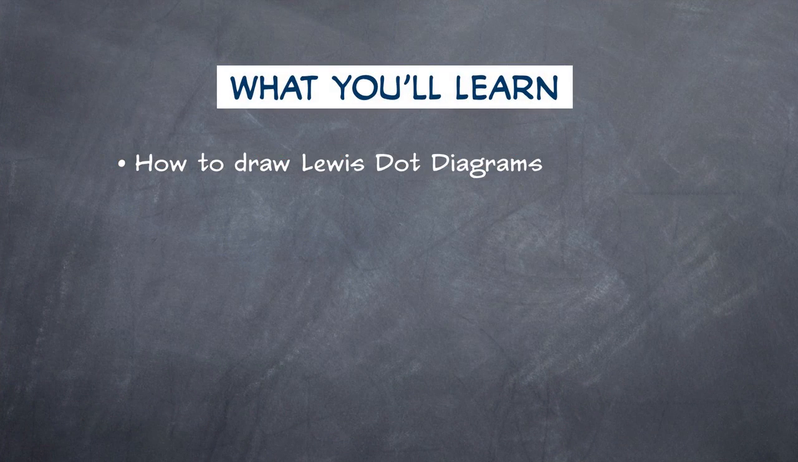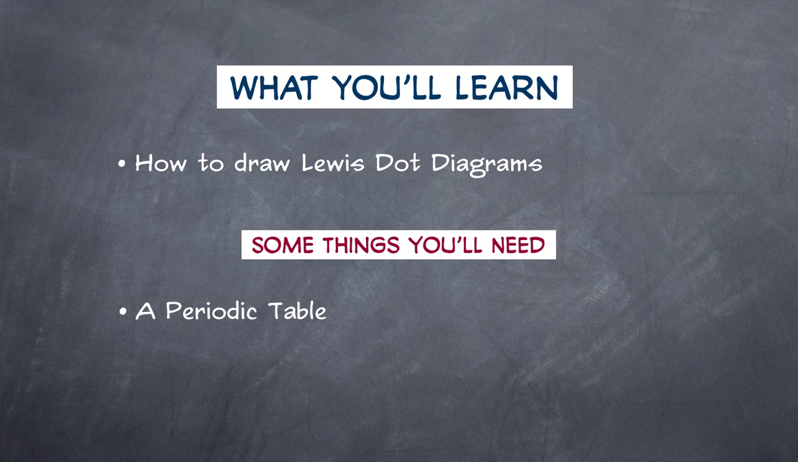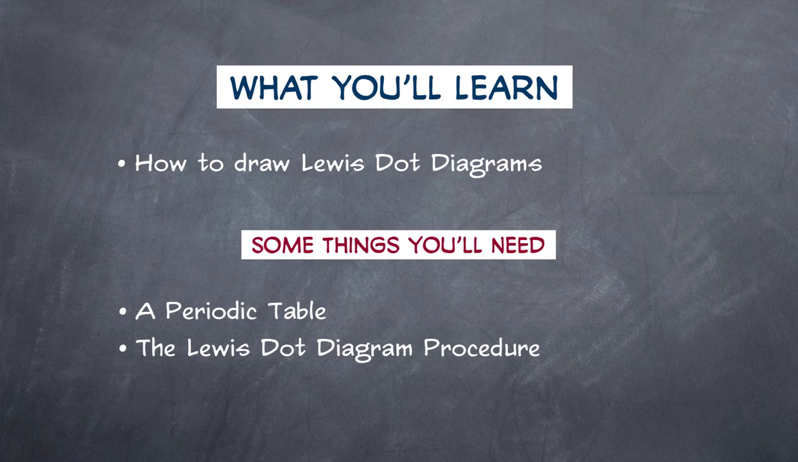What you'll learn today is how to draw Lewis dot diagrams. Now, there are a couple of things that you're going to need. You're going to need a periodic table. You're going to need the Lewis dot diagram procedure. And if you don't have this written down, in the preceding slide, I'm going to go over it once again.